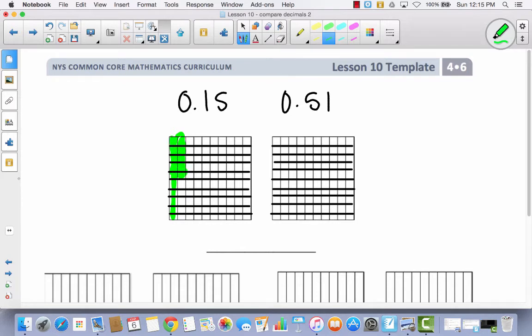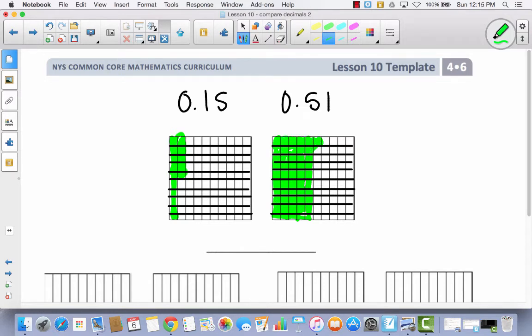And then in the other area model, we're going to shade 51. So we've got 10, 20, 30, 40, 50. So half would be 50. And then I'm going to shade one more. So now I've got 51.